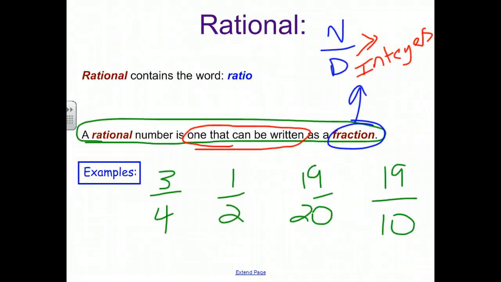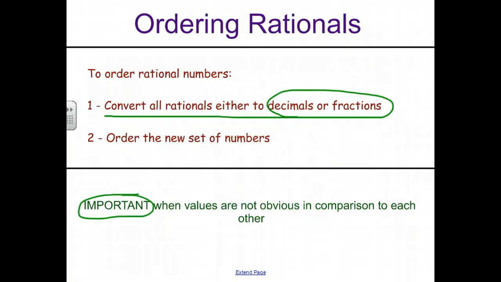So again, a rational number is just any number that can be written as a fraction. It doesn't necessarily mean that it must be a fraction. Decimals and integers are also rational numbers, but the important thing is they can be written as a fraction, and to order them, we just have to convert all of our rationals either to decimals or fractions if it's not obvious what their value is in comparison to one another, and order the rationals that we get after the conversion.